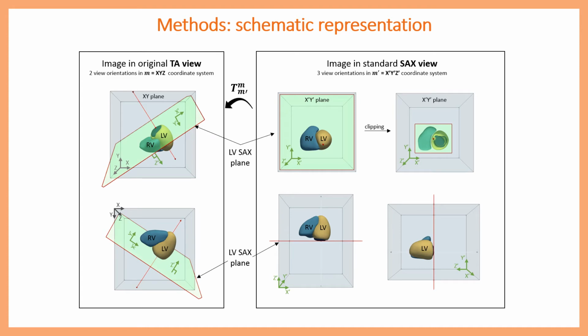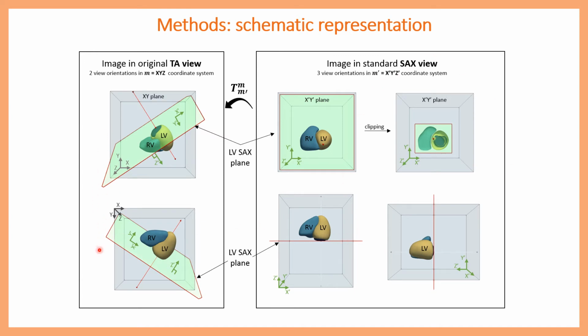So this is a schematic representation of the multiplanar reformatting into short axis view. For simplicity, we represent only surface models of the ventricles. On the left, it can be seen the initial image in transaxial view, and on the right, the corresponding image in standard short axis view.